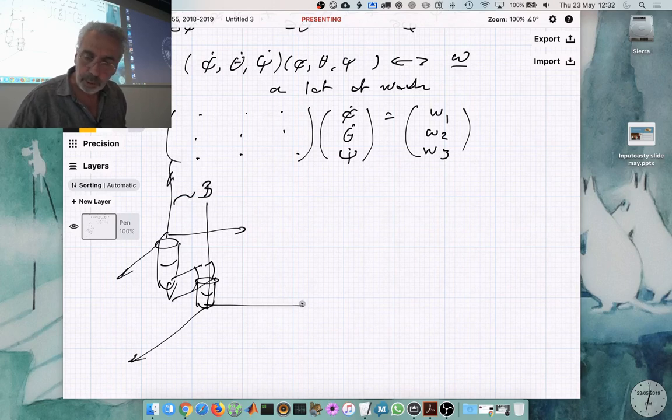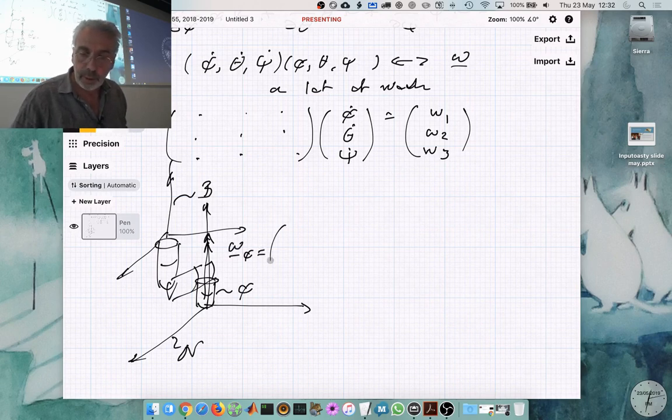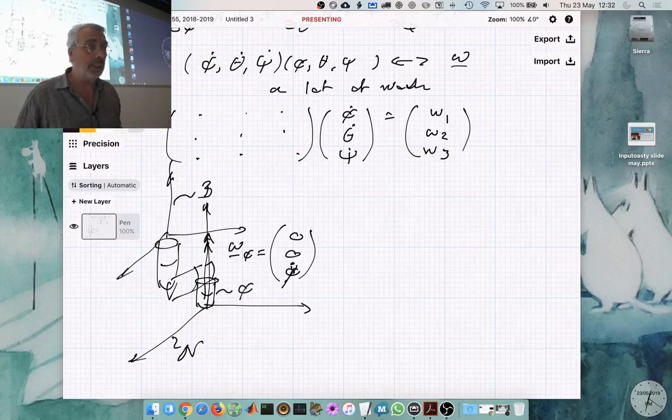And here I have my inertial frame. And then we know that the rotation about this one was phi, so apparently you could say there is a vector here, omega phi, and that has the components 0, 0, phi dot. Clearly a rotation about the z-axis.